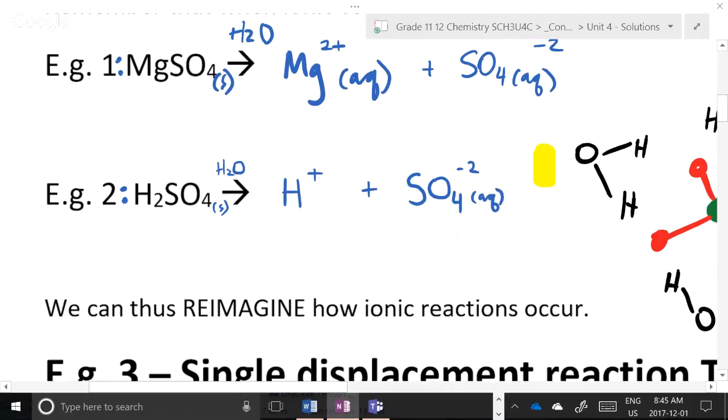Now the only thing we have to note is how many H+ ions are there? There's 2 of them. Is that a little weird?